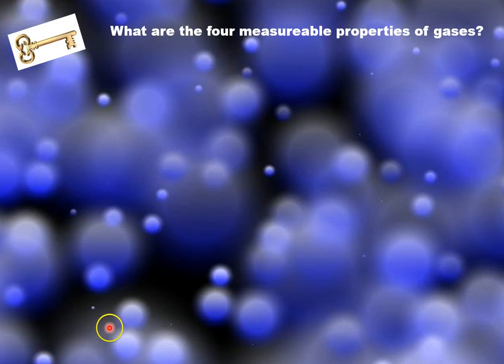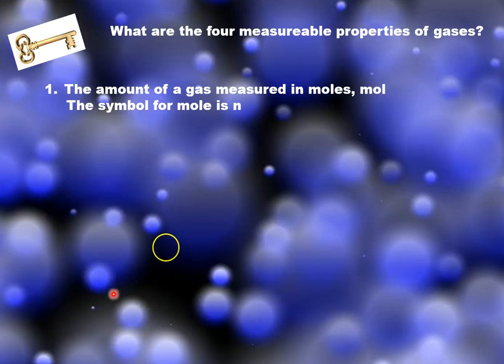Now, when we're talking about gases, we have four measurable properties, and because these properties are measurable, we can make relationships between them. One of them is the amount of a gas, and the amount of a gas is measured in moles. The abbreviation for mole is mol, and the symbol that we're going to use in equations is n. So anytime you see the symbol n, that refers to the number of moles. Now these are things that you should be getting down into your notes, and if you need to pause, then make sure that you pause the video and take good notes.